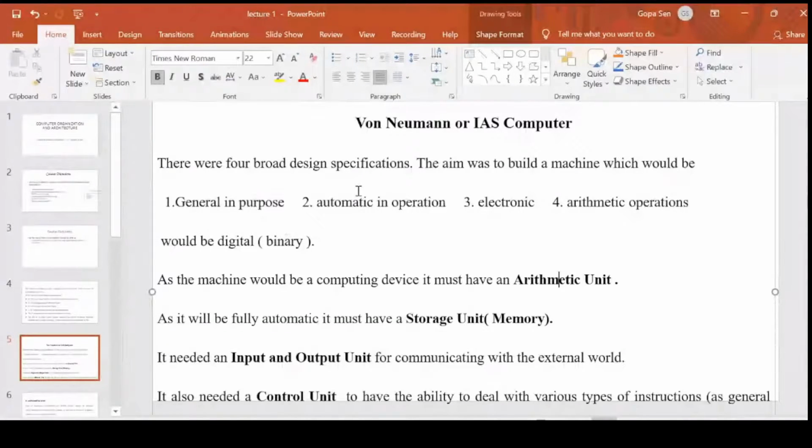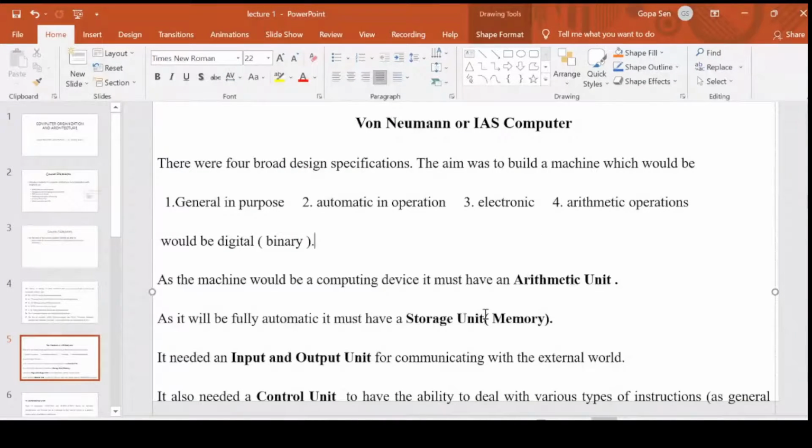Now, as it should be fully automatic, it must have some storage unit or memory, so that first the user will store the requirement of the problem into the machine, and the machine will automatically perform step-by-step calculations and finally give the result to the user.